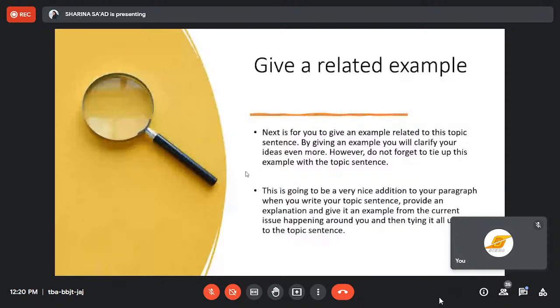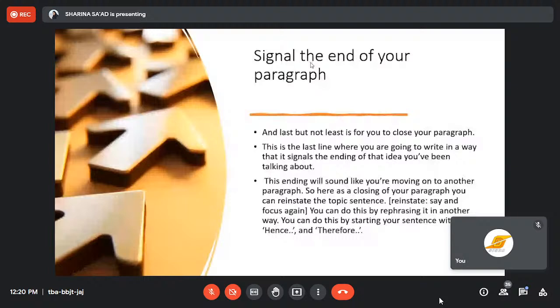And then you have to close it. Signal that you are going to end that paragraph. You are not closing the essay. End that particular paragraph because you want to move on to the next point. Okay? So you have to signal that you want to end that paragraph. Maybe you want to say thus, T-H-U-S, use the word thus. You want to use the word hence, therefore. So these are the signal words that you are going to end that particular paragraph already.